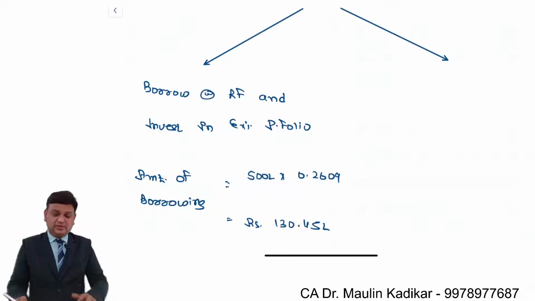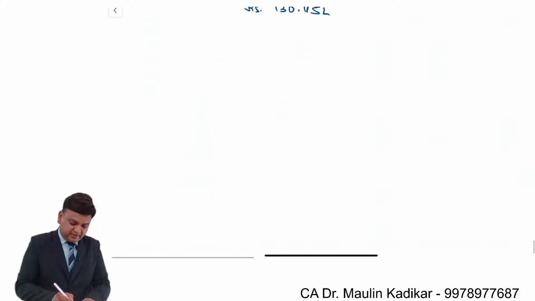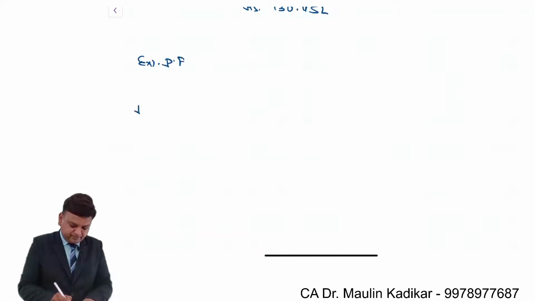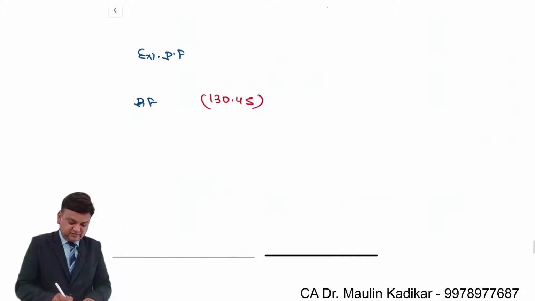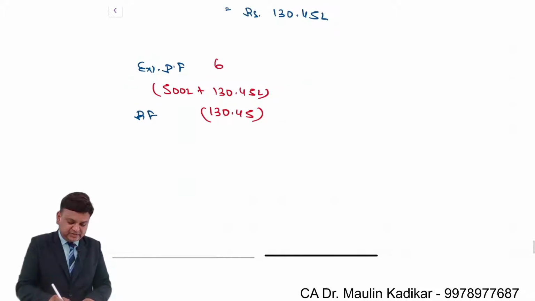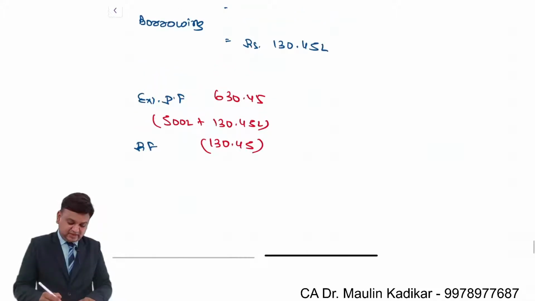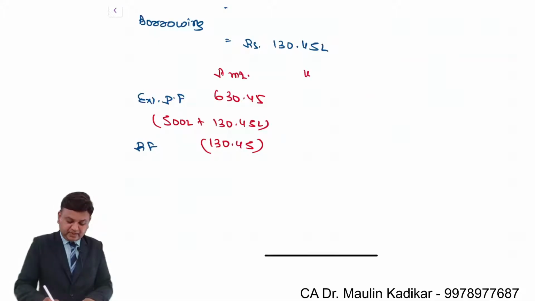This is what you are required to do. I am giving you further explanation. What will happen? Existing portfolio and a risk-free security. The amount that you have borrowed is 130.45 lakhs and the investment in the existing one will be 500 lakhs plus 130.45 lakhs. So it would be 630.45 lakhs. This is what you will have. Now, this is the amount of investment.